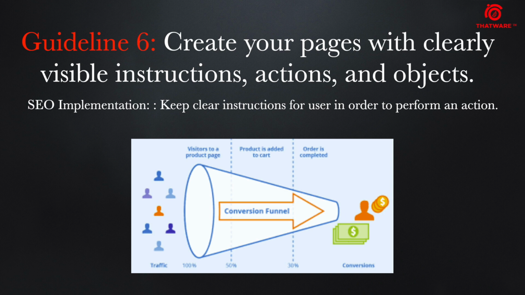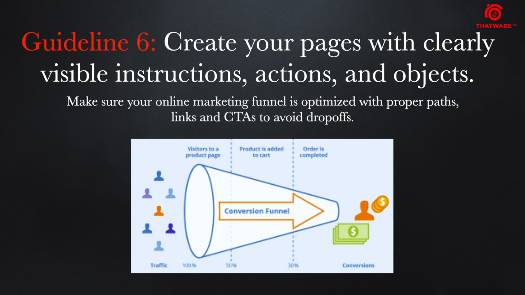Guideline number 6, create your pages with clearly visible instructions, actions and objects. As you can see from the diagram, from the SEO implementation point of view, keep the instructions for the user very clear so that they can perform an action. In other words, make sure that the online marketing funnel is properly optimized with proper calls to action to avoid any drop-offs. The calls to action or the lead magnets should be aligned in the right way so that the user does not find it difficult to scan or navigate through the pages.